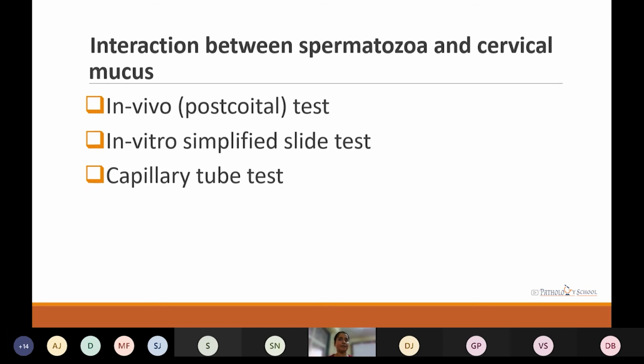The normal interpretation of this test is if the sperms are seen moving normally with progressive motility, and if the cervical mucus dries up in a fern-like pattern, then it indicates a normal result. And in case of the capillary tube method, we take the seminal fluid, which is free of spermatozoa, and put it in a capillary tube, and we see the distance traveled by the spermatozoa inside that capillary tube.